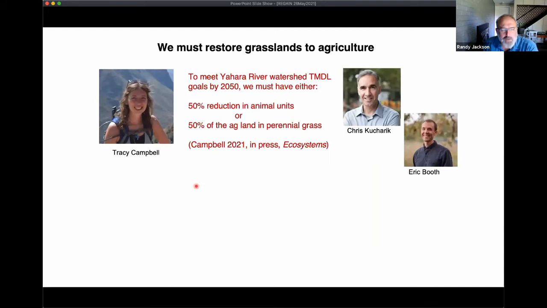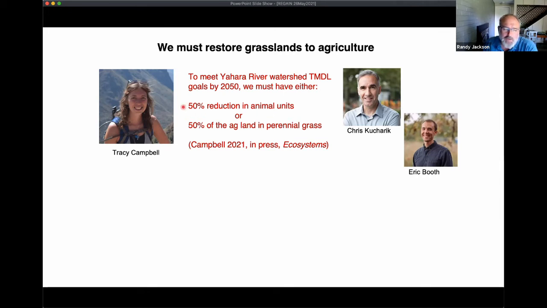Finally, last bit of data that I'll talk about here. Tracy Campbell did this ecosystem modeling work, not closed modeling or anything like that, ecosystem modeling work, where she looked at the Yahara River watershed, and they have this total maximum daily load goal of reducing the amount of phosphorus going into the waterways by 2050. And the number is something like 122,000 pounds of phosphorus a year. And she asked with models, how can we actually crack that nut? How can we get to 122,000 pounds of phosphorus per year?